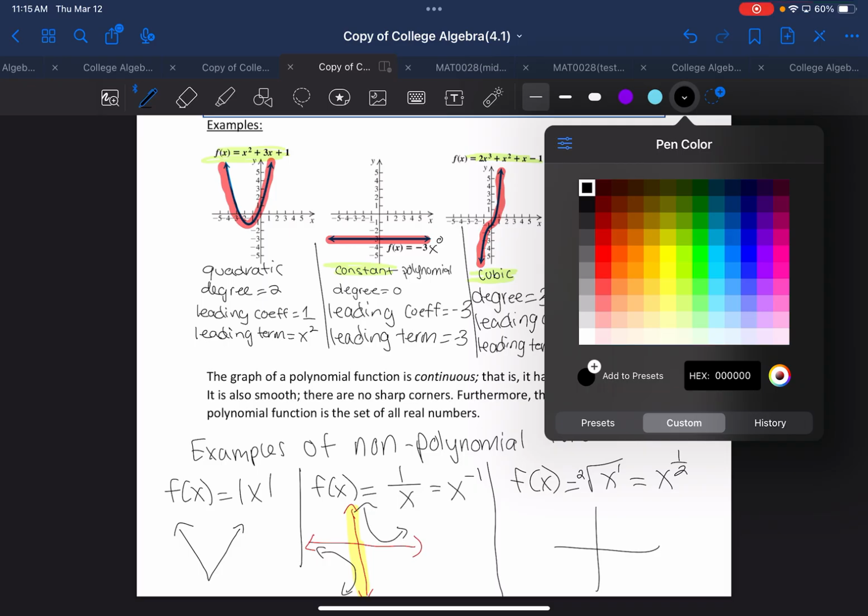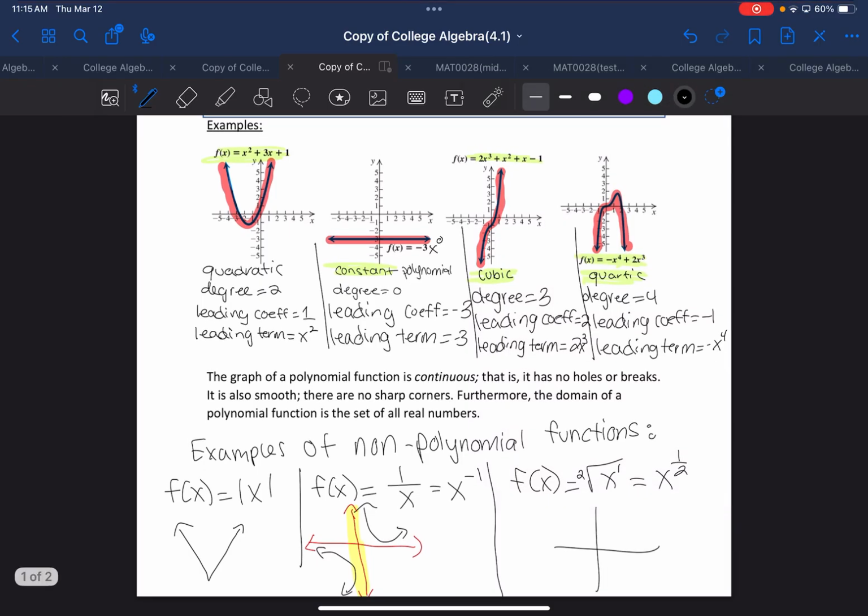And that's in the definition at the top. So anything with a radical will not be a polynomial function. Okay, so those are just a couple of examples of non-polynomial functions.